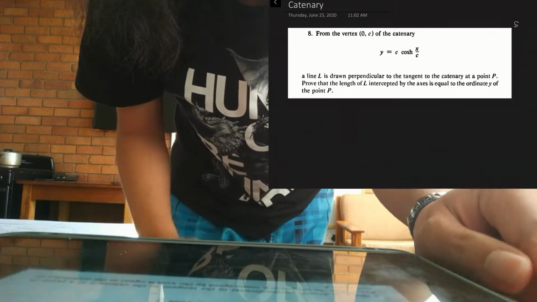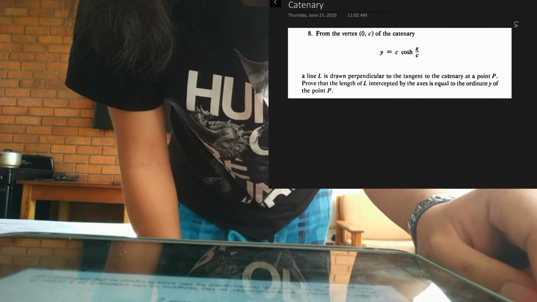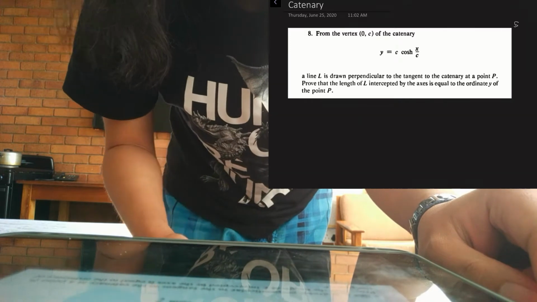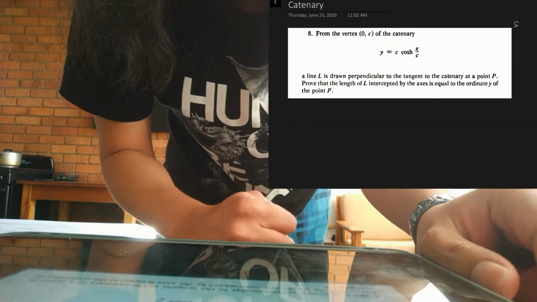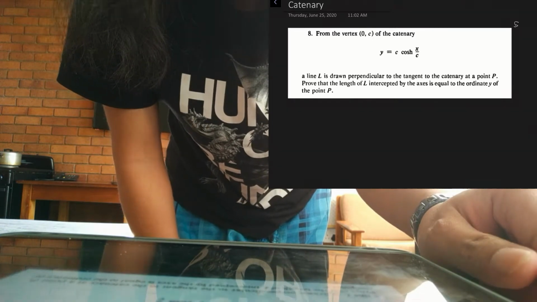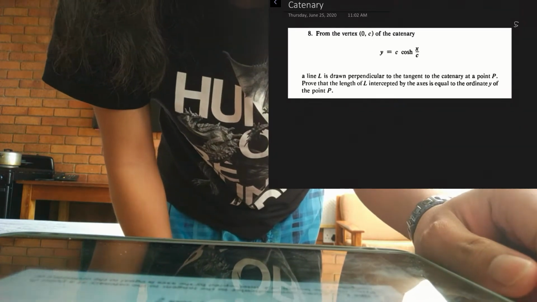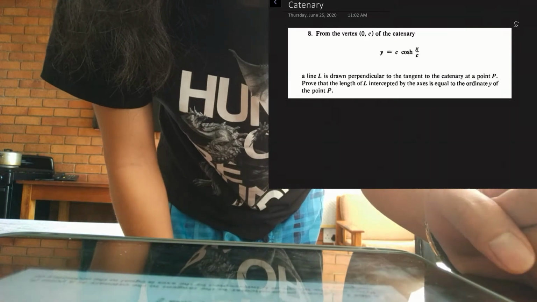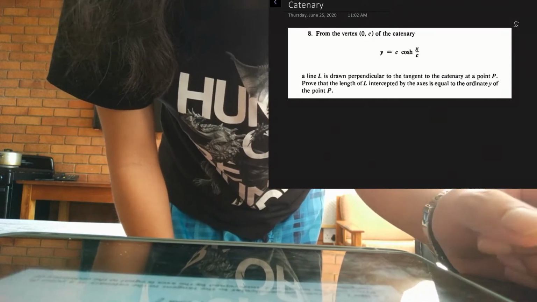So the question reads: from the vertex 0, c of the catenary y equals c cosh x over c, a line L is drawn perpendicular to the tangent to the catenary at a point P. Prove that the length of L intercepted by the axis is equal to the ordinate y of the point P.